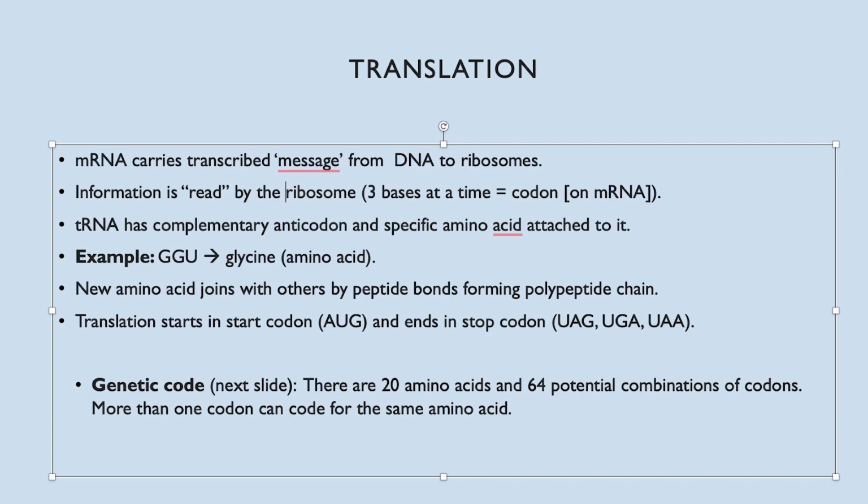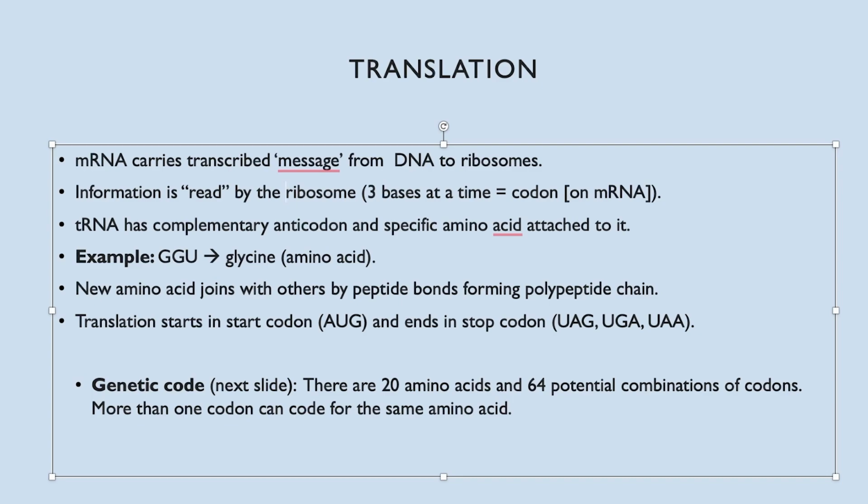In this case, the information is read by the ribosome. The ribosomes are going to read 3 bases at a time. They are going to read what we call the codons that are on the messenger RNA. We are going to be seeing how it works when we move to the properties of the genetic code.